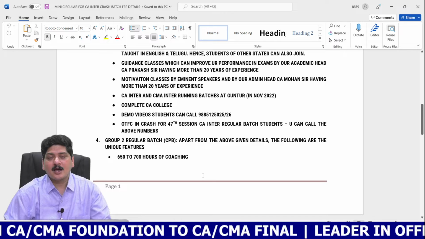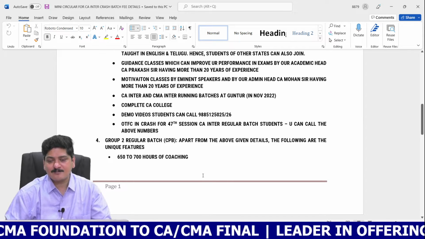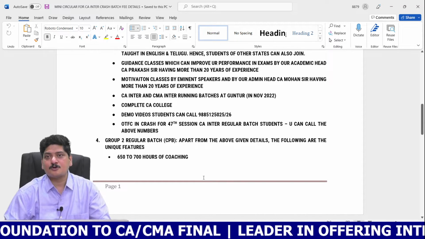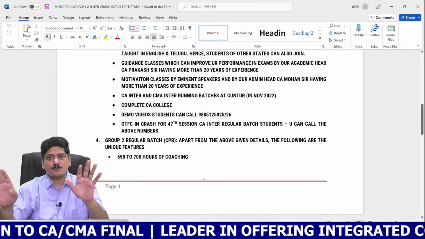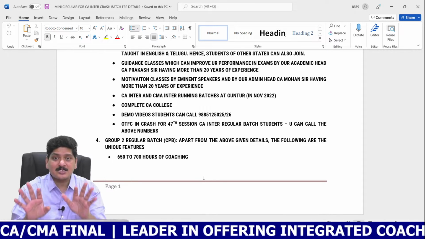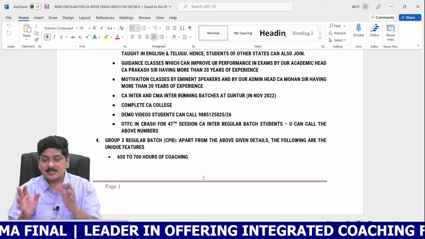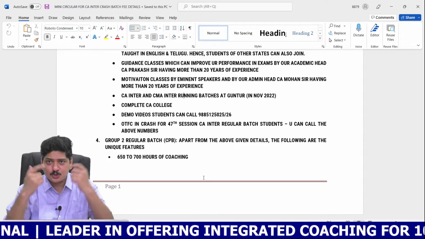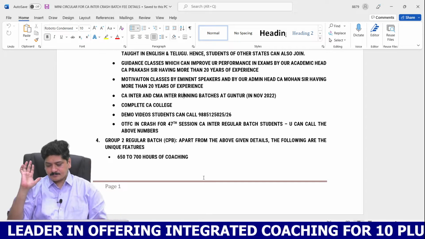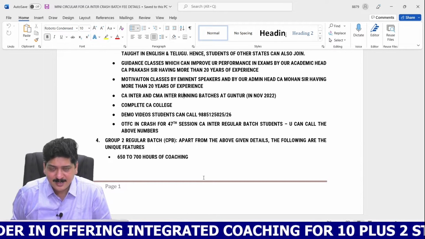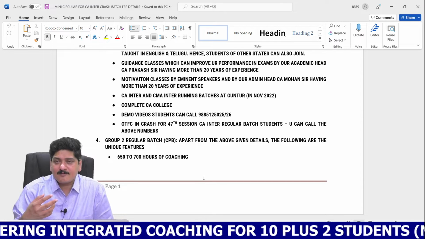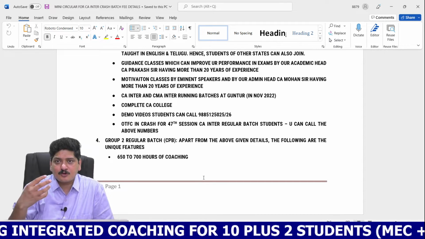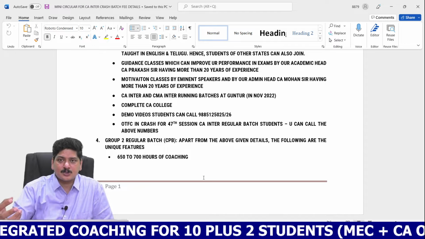Let me continue. Apart from the group 1 and group 2 crash batch, we have another mode of coaching called group 2 regular batch. Please do know that we don't have group 1 regular batch for May 2023 aspirants. The batches for the May 2023 aspirants in regular format already started in July 2022 itself. That will be a 10 months batch. Since the time is not available, we are not starting the group 1 and group 2 regular batch for May 2023 aspirants.